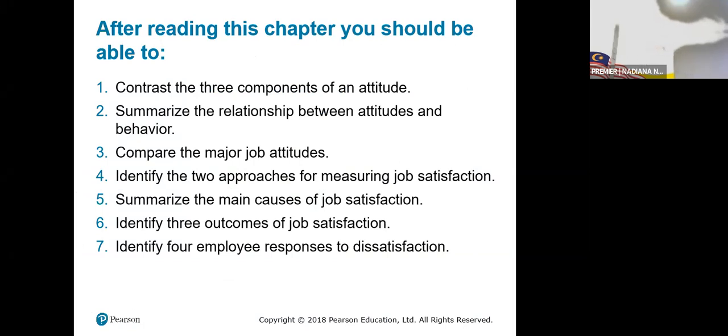about the contrast of 3 components of an attitude. And number 2, summarize the relationship between attitude and behavior. They start with attitude first, then it becomes behavior. Number 3, the student will be able to compare the major job attitudes. Number 4, identify the 2 approaches to measuring job satisfaction.